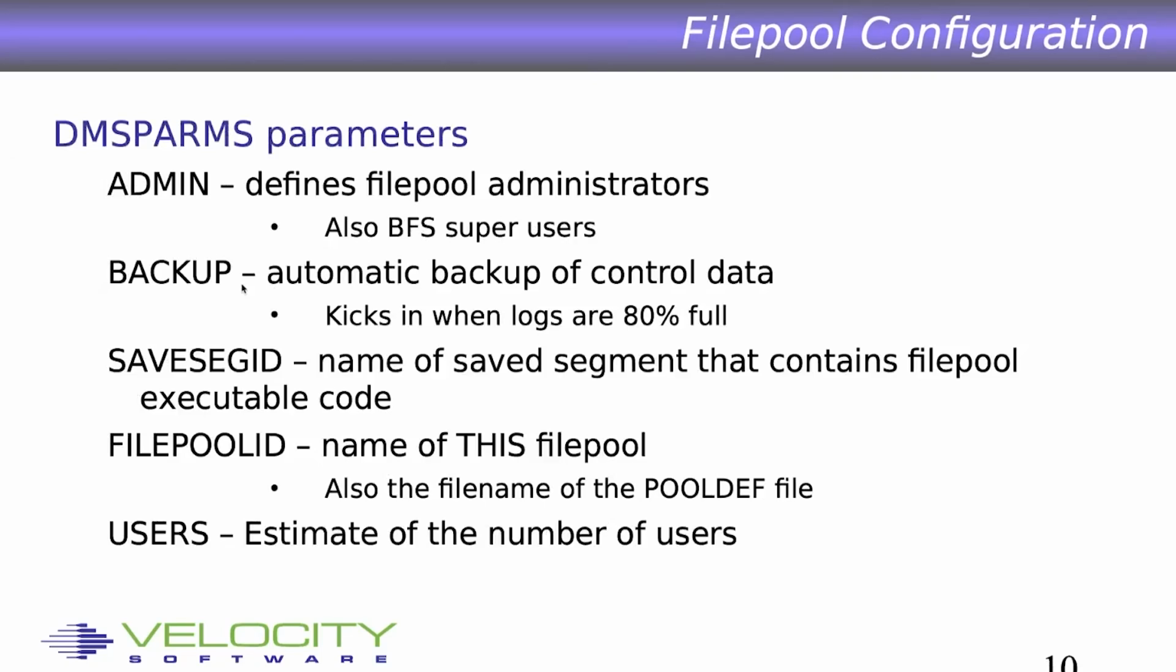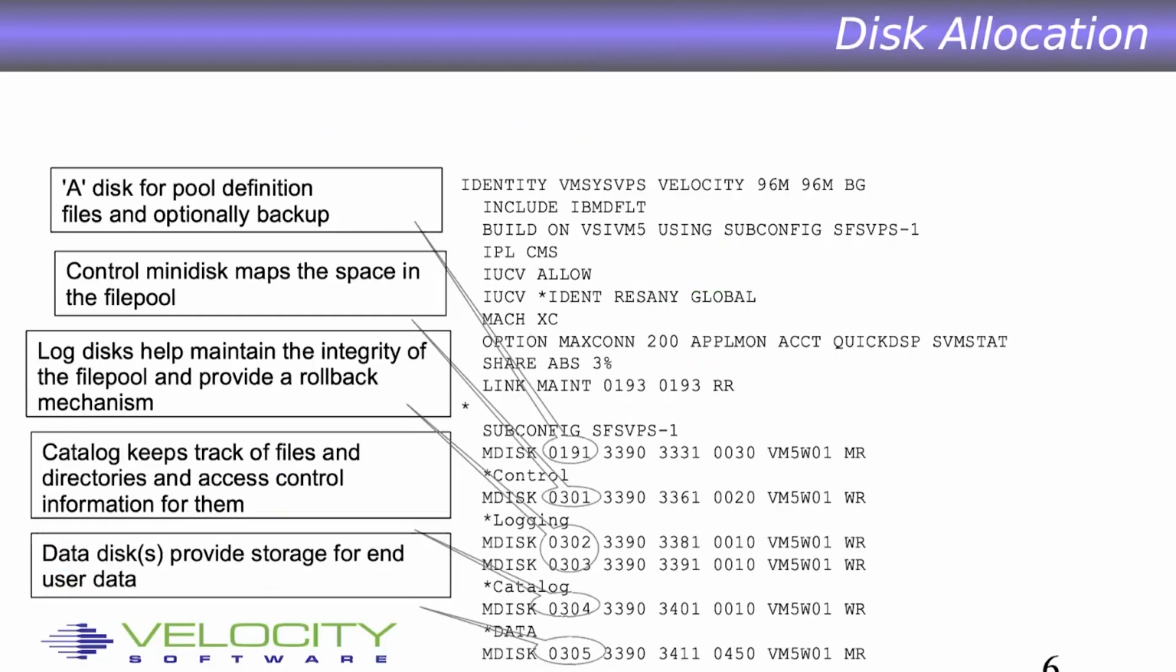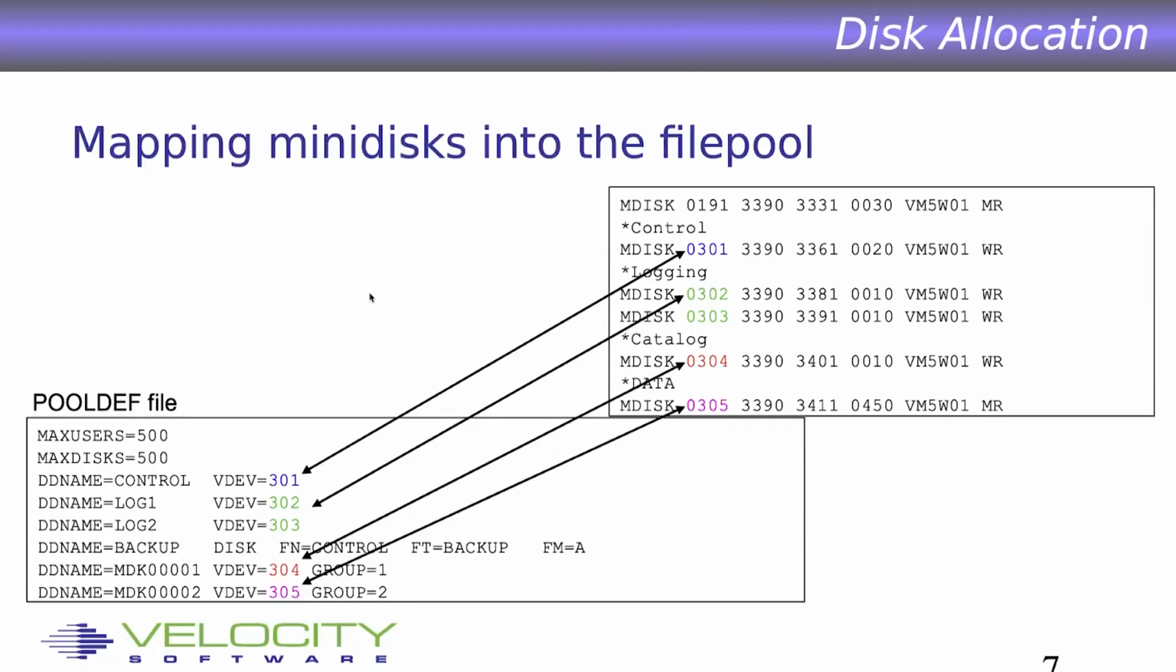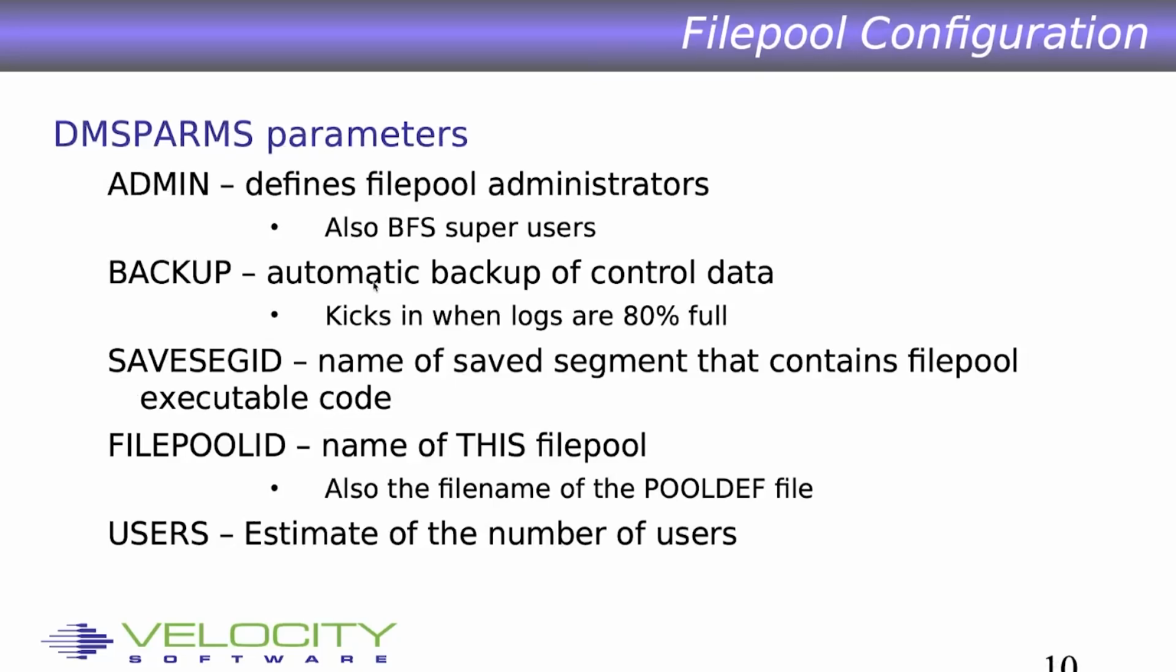Backup provides for automatic backup of the control data. The control data, again, if we look back at our reference, maps the space in the file pool. So this is a very critical mini disk to back up, and the file pool manages that backup for us.